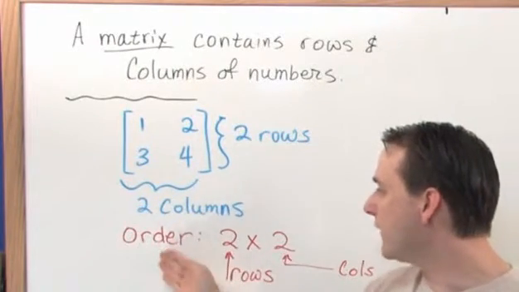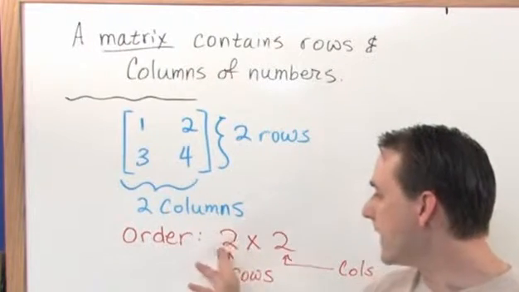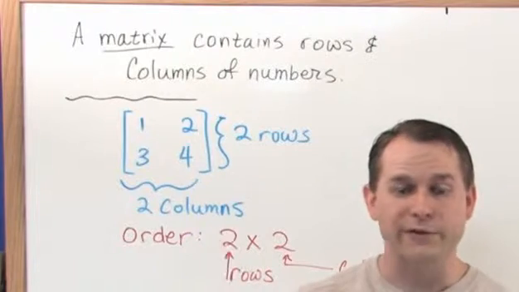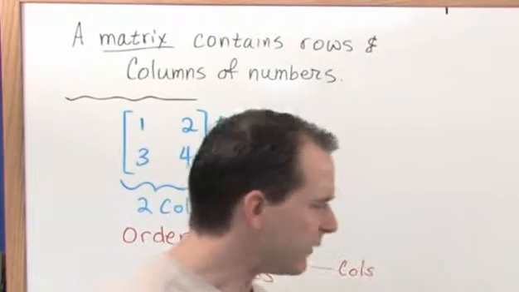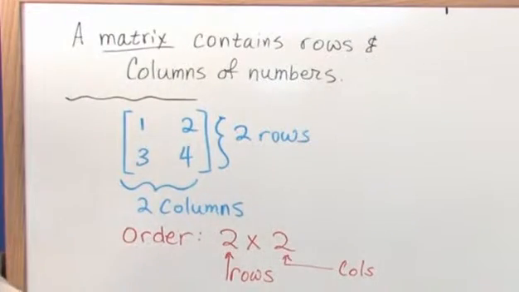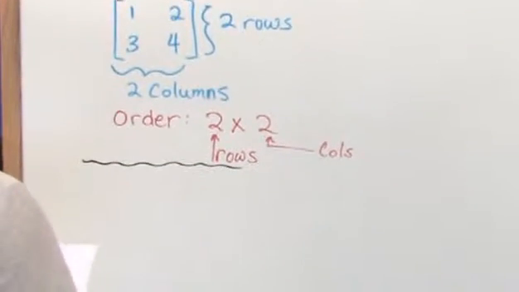That's called the order of the matrix. If you have a question on your test, what's the order of a matrix? You write down how many rows, how many columns, put an x in the middle, and you read it 2 by 2 or 3 by 2 or 5 by 4 or whatever. That's the order of the matrix. So let's go ahead and write down what the order of a few other matrices would be, just to get a little bit of practice.